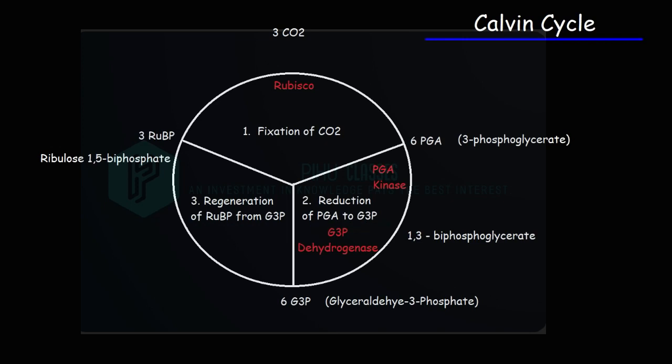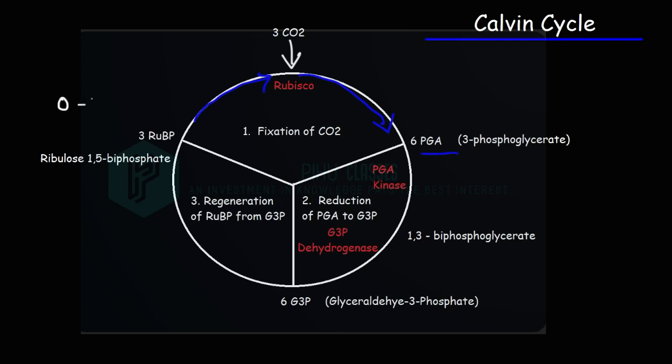So the first thing that happens is that carbon dioxide enters the cycle. Carbon dioxide is going to react with ribulose biphosphate, catalyzed by the enzyme Rubisco, and that's going to turn into 3-phosphoglycerate, represented by the symbol PGA. So that's carbon fixation.